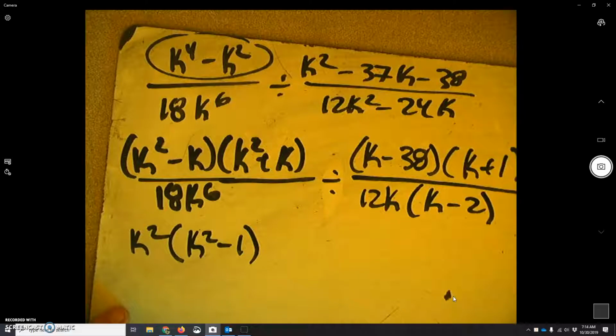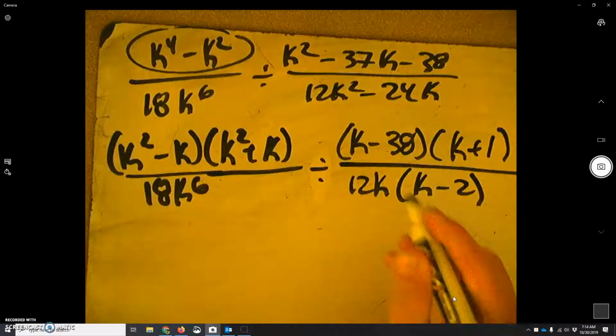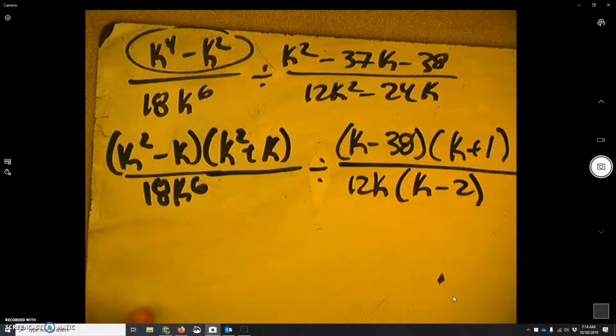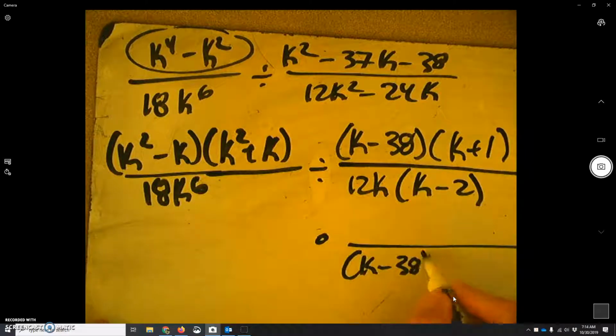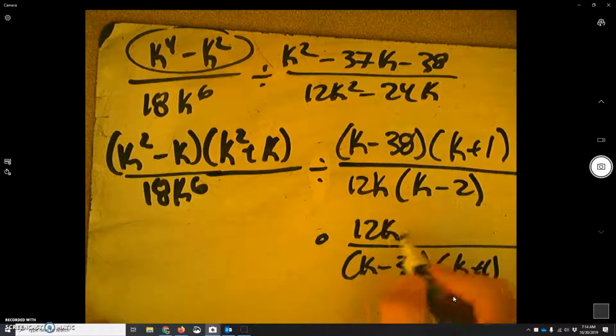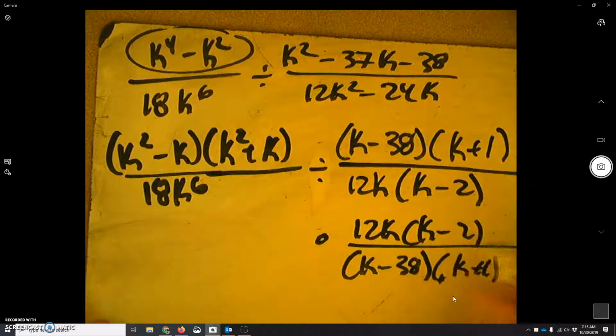Interesting. It's not pulling anything out. Okay, maybe there's nothing that's going to cancel. But remember, these two need to be switched around. So do that now. We get k minus 38, k plus 1, and 12k, k minus 2. We will lose 1k.